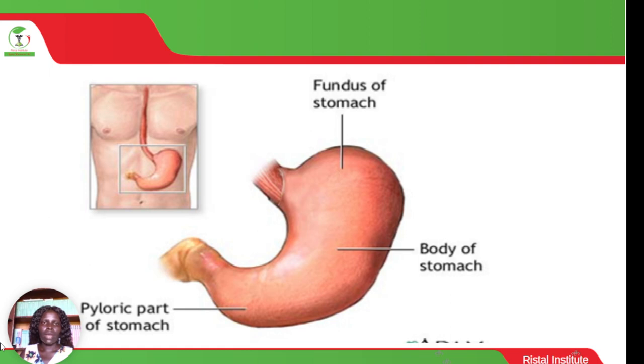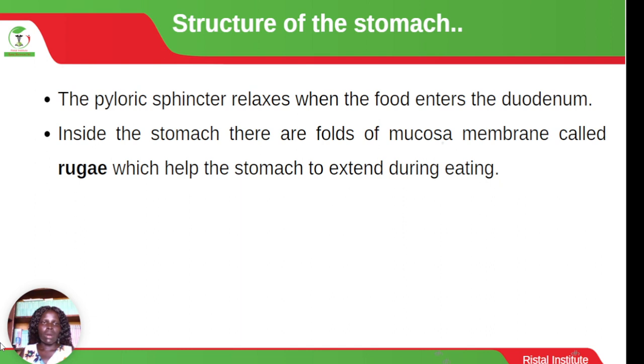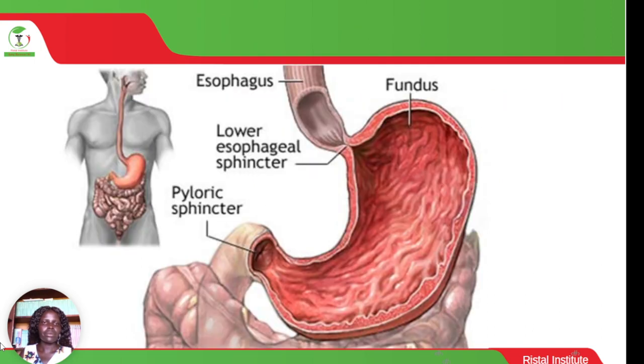So right there we can see in that picture the fundus of the stomach, then the body of the stomach, then we have the pyloric part of the stomach. The pyloric sphincter relaxes when the food enters the duodenum. Inside the stomach, there are folds of mucous membrane called rugae, which help the stomach to extend during eating. So when the person eats, they open up and the stomach can extend. So they are right there in that picture.